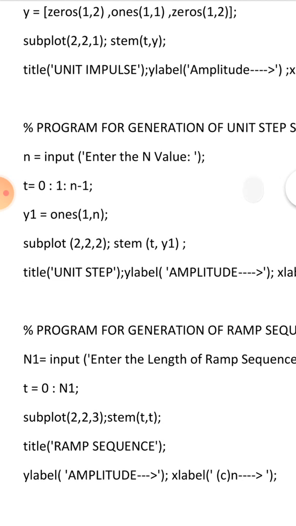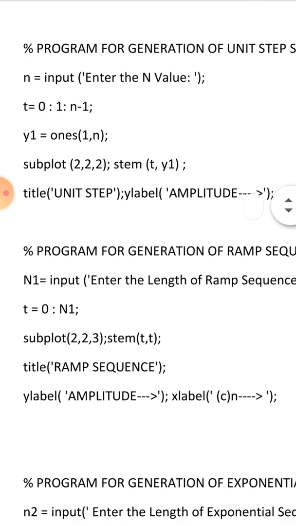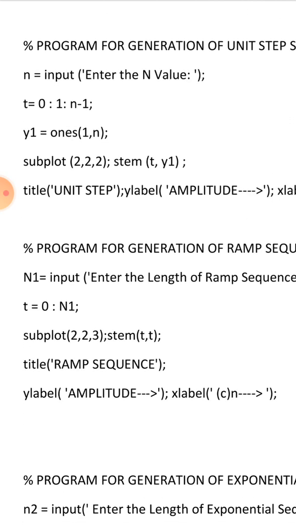So this capital N is the length of your signal. We are trying to get the input through the command window. So let's say n is equal to 10. So your signal length will be 10 minus 1. That is what the next line is.